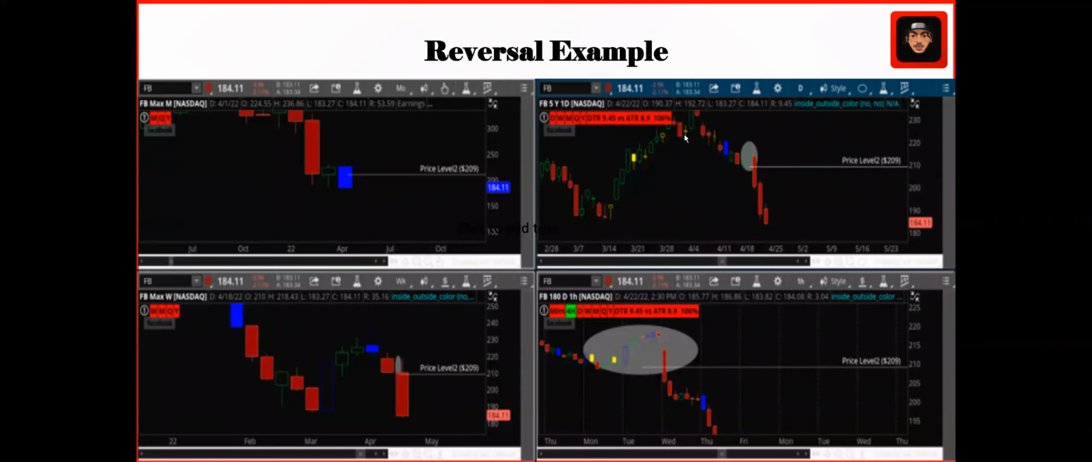So Facebook was a good example. I know it's a little bit blurry, but on Facebook, if we look right here, we had a 2 up, and you can barely see it. This isn't the best example. I'll probably have to go to the actual chart, but you have a 2 up right here, and then you get the 2 down. That's a reversal back into continuity.